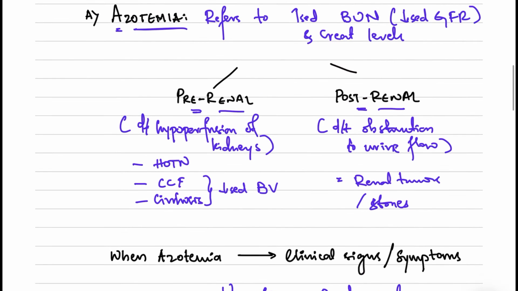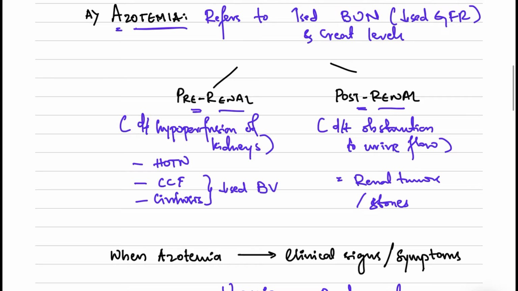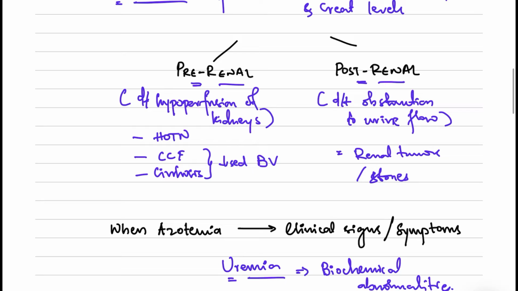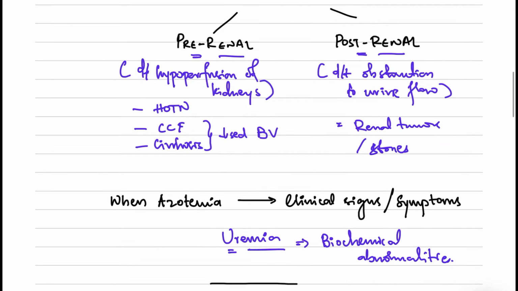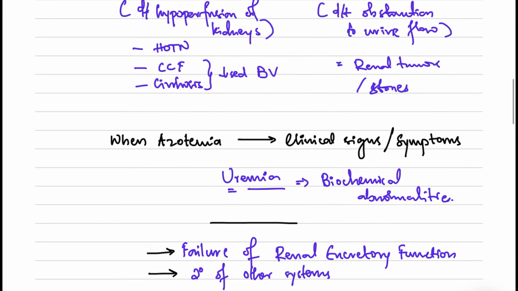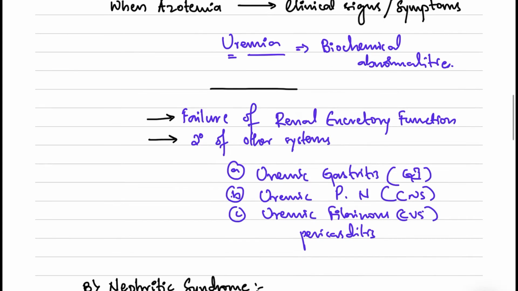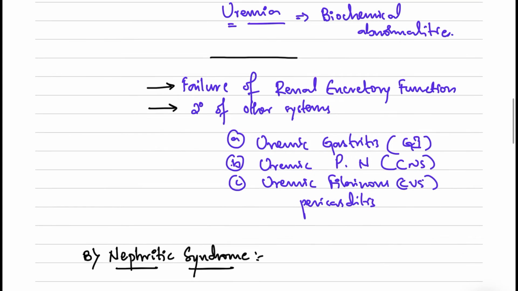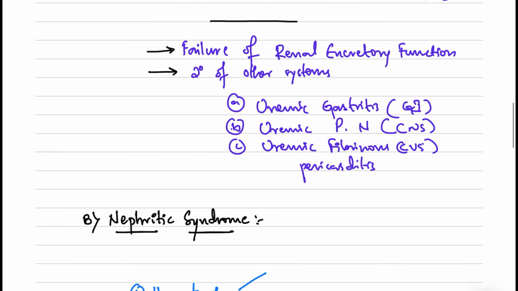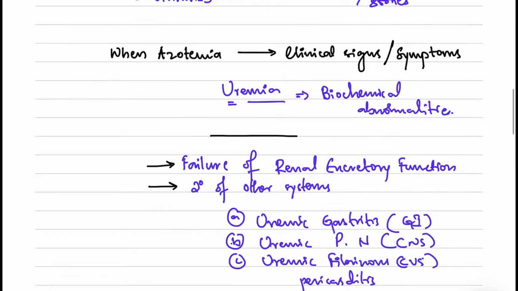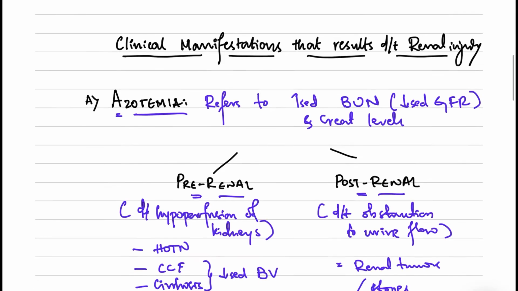So we do have azotemia, which refers to increased level of blood urea nitrogen, which is mainly due to the reduced GFR and also elevated creatinine levels. It can be either pre-renal or post-renal. Pre-renal is due to hypoperfusion of the kidneys, which might be from hypotension, cardiac failure or cirrhosis, or it could be post-renal when there is obstruction to the urine flow. When this azotemia is associated with clinical signs and symptoms, we call it uremia. And uremia is mainly because of failure of the renal excretory function, and when the uremia affects other systems, it can result in uremic gastritis, peripheral neuropathy, and fibrinous pericarditis. So this is one feature of the clinical manifestations due to renal injury.